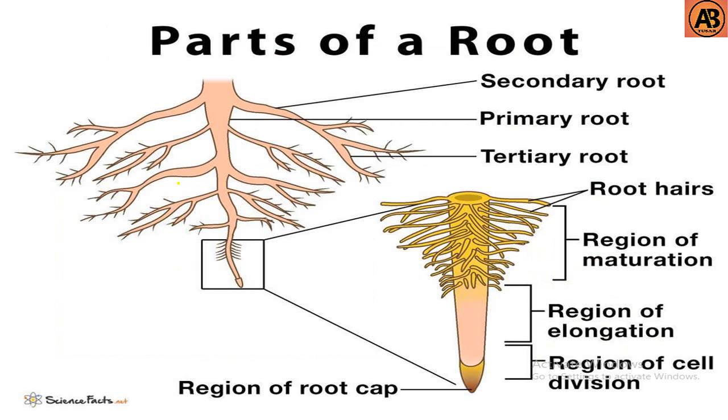Then parts of a root. Here we can see different types of parts of root, such as this is primary root, and these are the secondary root, and these are the tertiary root, and these are the root hairs. This is region of maturation, and this region is region of elongation, and this region is region of division, and this is the region of root cap.